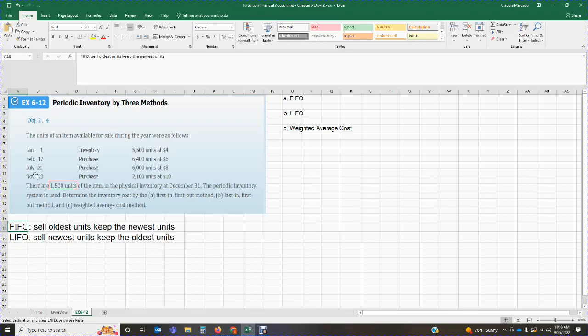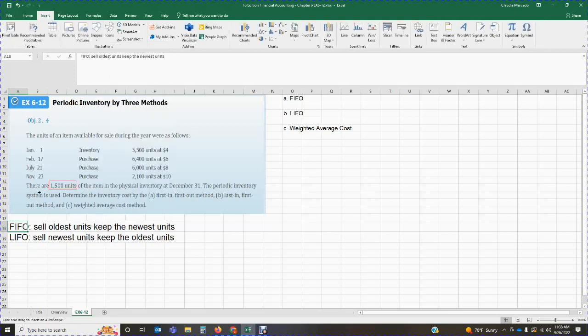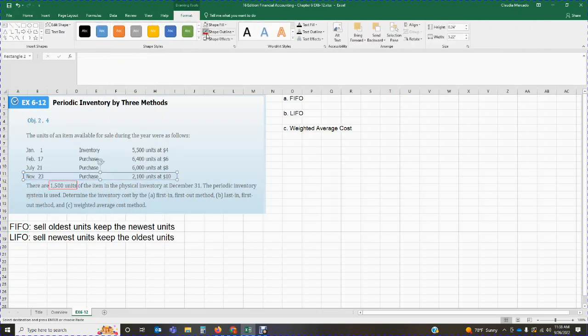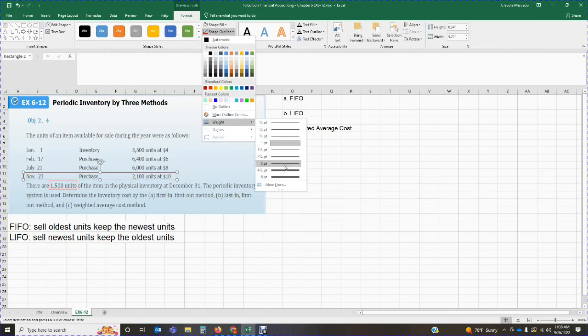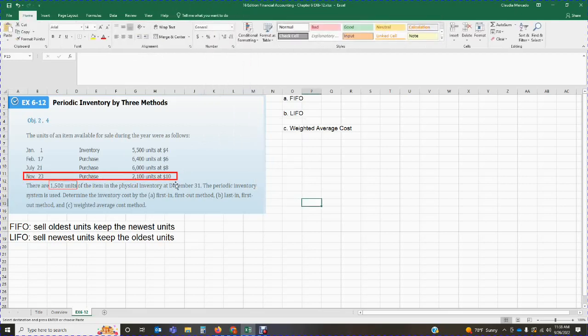So I know that I'm going to keep my newest units, and I need to identify which ones are my newest. My newest units are from the November 23rd transaction. Those are the last ones we purchased. I had purchased 2,100 of them, and I only have 1,500 remaining.